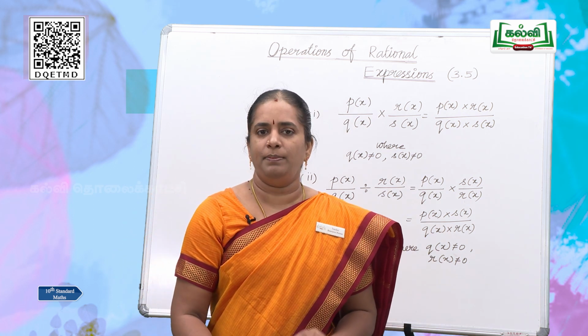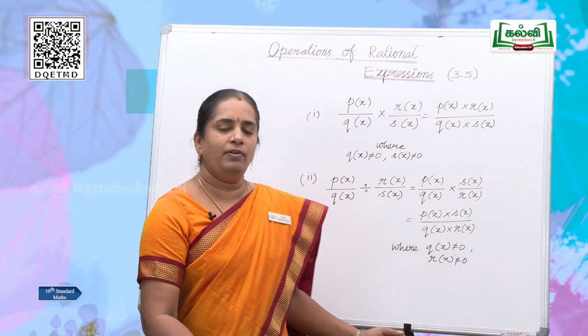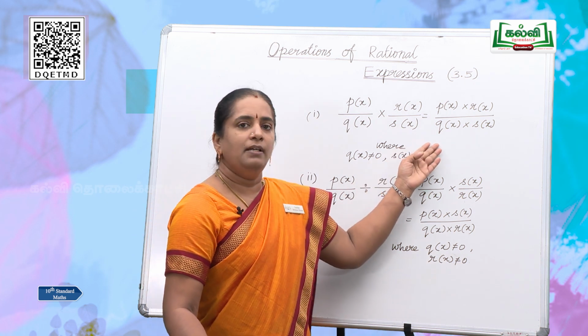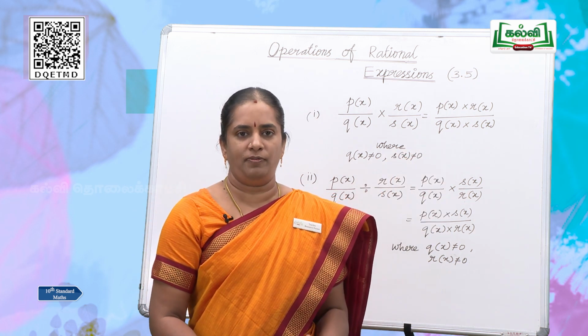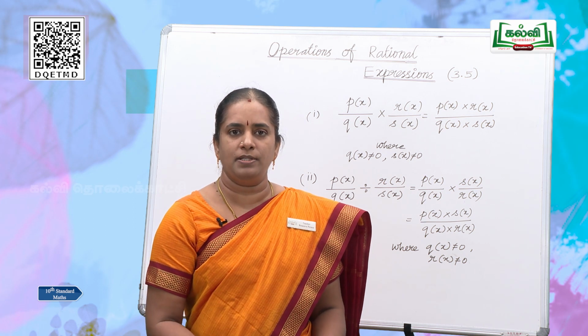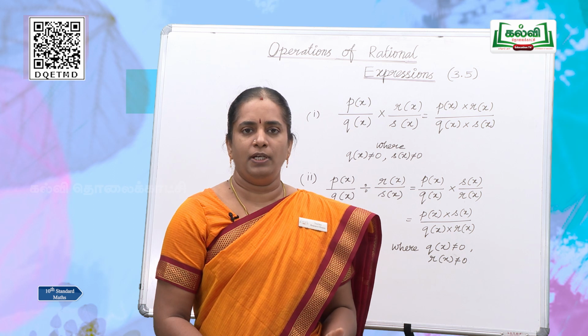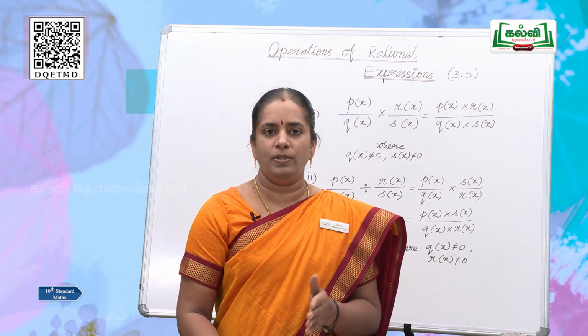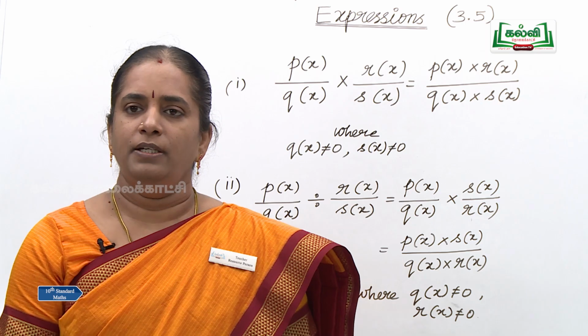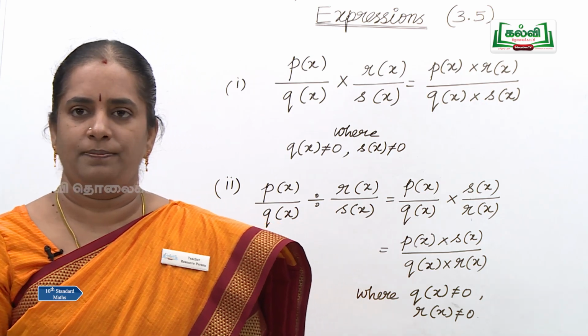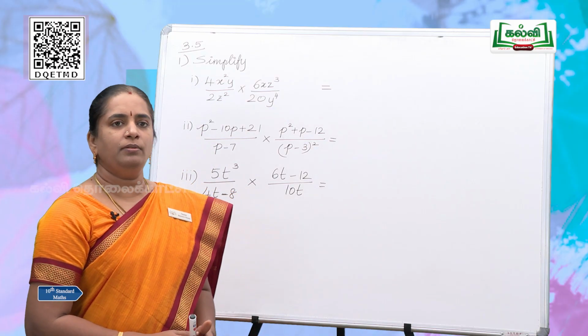Now, after multiplication or division, we will have expressions like this, and if we can simplify, that is, reduce it to the lowest form, we can do that. We have to reduce and write it in the lowest form of the rational expression. For that we need factorization. Now, in these sums we are going to reduce.